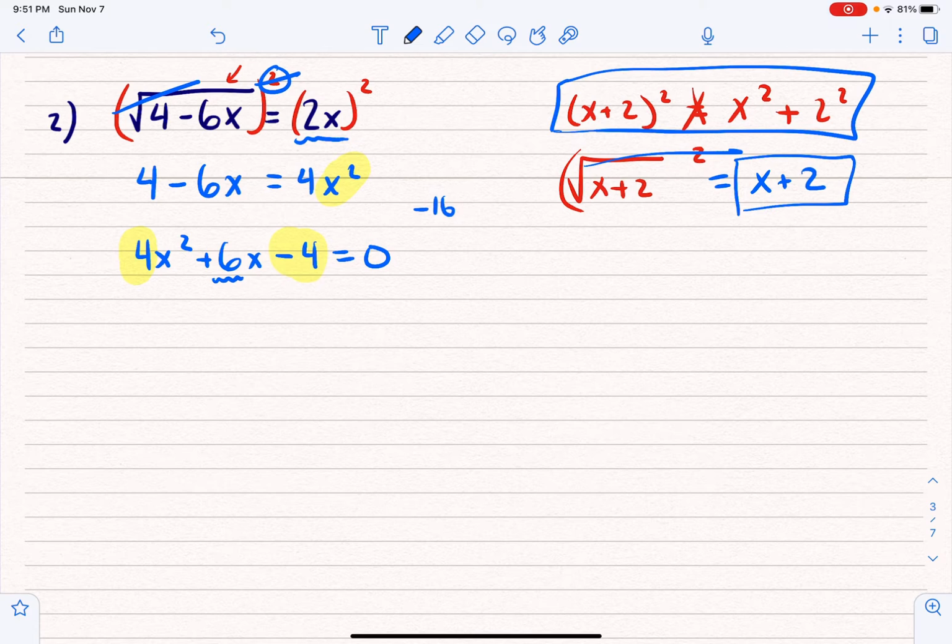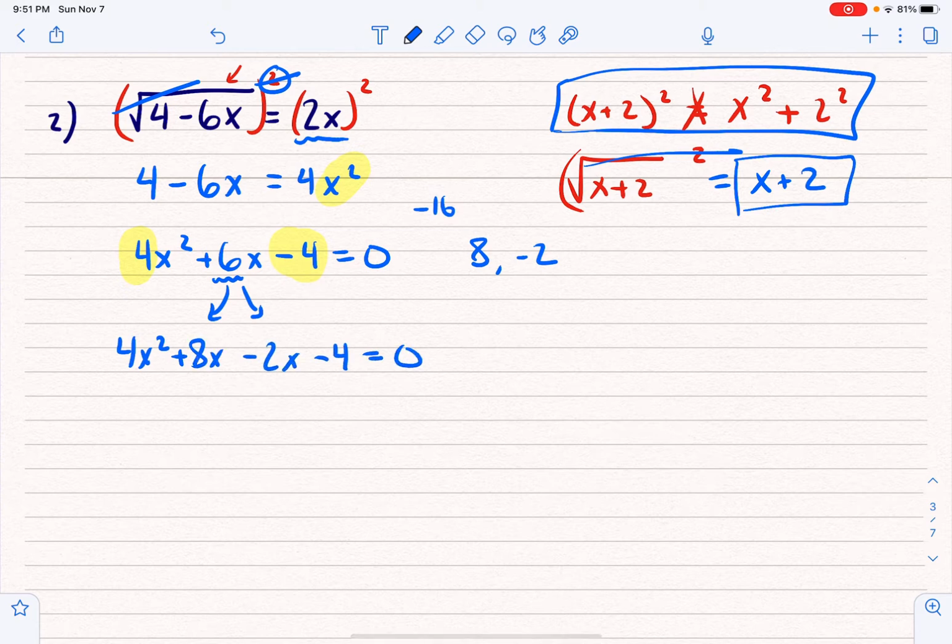Well, let's see, what could that be? That could be positive 8 and negative 2. Negative 2 times positive 8 gives me negative 16. Negative 2 plus positive 8 gives me a positive 6. So yeah, I feel good about that. So I'm going to split that 6x into those two terms. I'm going to say 4x squared plus 8x minus 2x minus 4 equals 0.